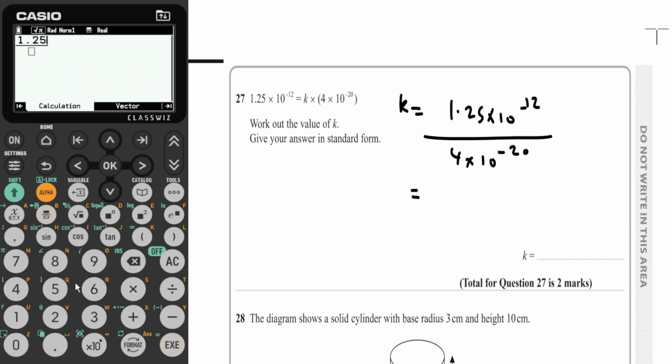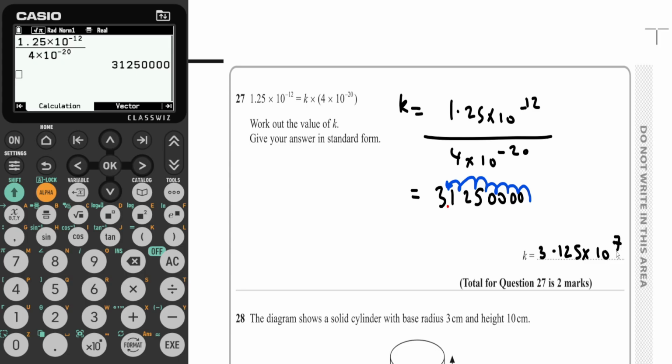We've got 1.25 times by 10 to the power of negative 12 over 4 times by 10 to the power of negative 20. Here we get 31250000. And if I move the decimal place 1, 2, 3, 4, 5, 6, 7 to the left, we would have 3.125 times by 10 to the 7.